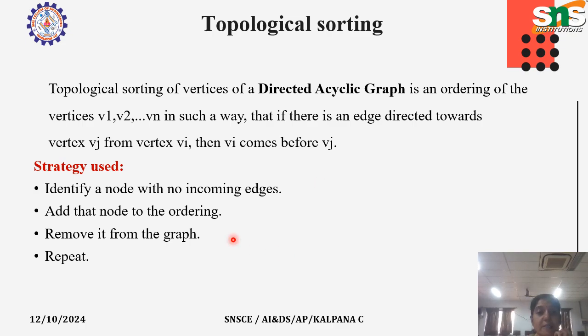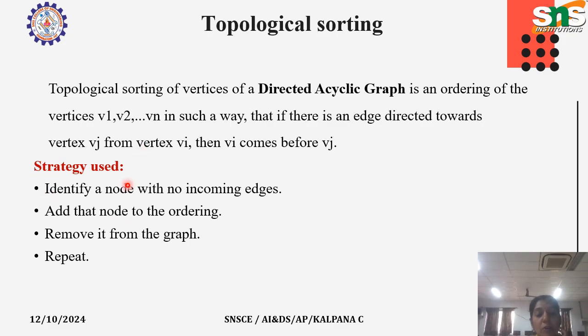Just consider V1 and V2 are two nodes. If an edge exists from V1 to V2, we say V1 comes first and V2 comes second. This way we can order the vertices of the graph using topological sorting. This is mainly used to say which action will be performed first, which second, third, and so on. For those types of applications, we can perform topological sorting.